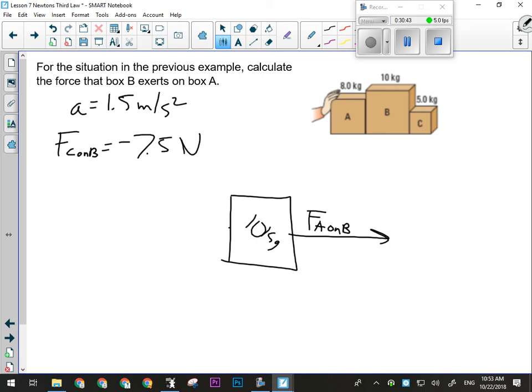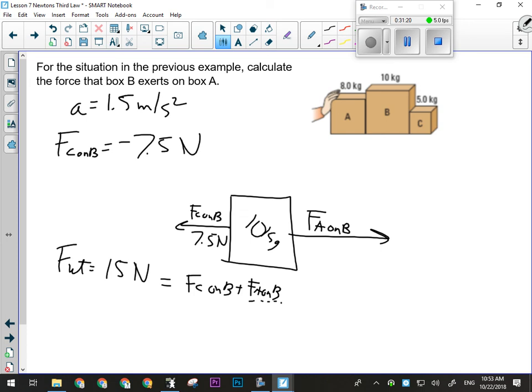Yeah, box C, that force we already found. And we know its value, it's 7.5 newtons this direction. We also know that the acceleration of B is 1.5 meters per second squared because they told us that in the previous question. So can I find the net force on B? Yep. The net force in this situation is going to be 15 newtons, 10 times 1.5. So the net force is 15 newtons, and that is the sum of the force of C on B plus the force of A on B.